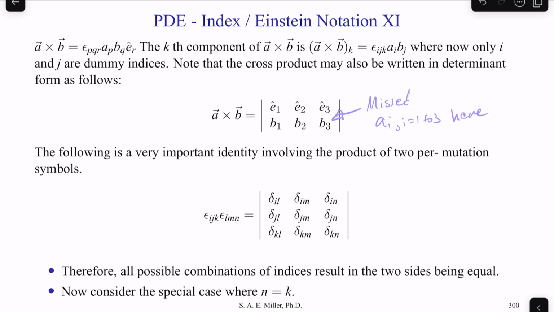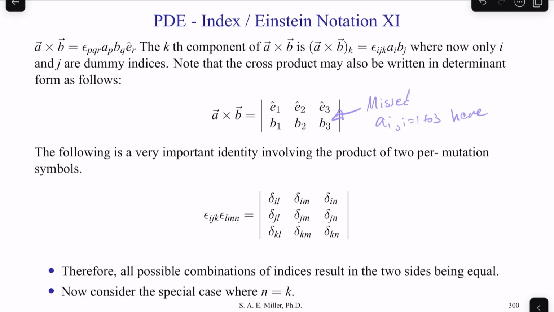So let's look at this. Remember, the kth component of A cross B would be (A cross B)_k. So we could write that as epsilon ijk A_i B_j, where now i and j are only dummy indices. And you know that because i and j are repeated twice in the same expression. So we can write A cross B as a 3x3 matrix, and you see I missed A1, A2, A3 in here, and I apologize. And you could expand that out and write the cross product, which is, of course, the vector.